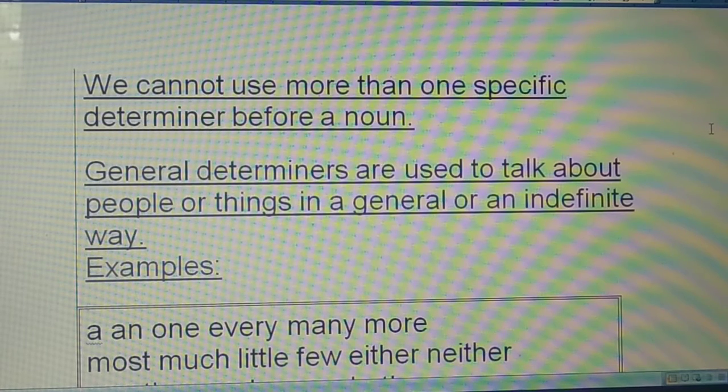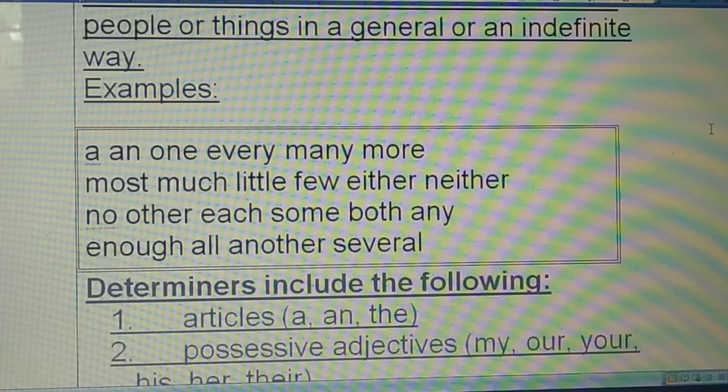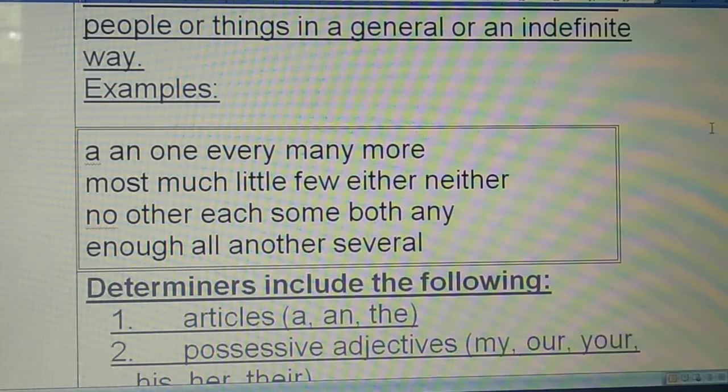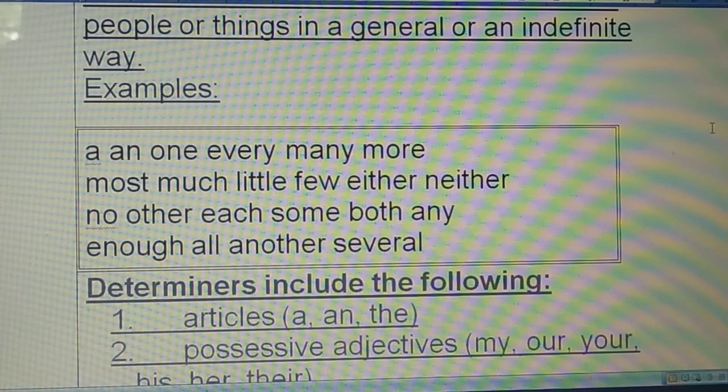General determiners are used to talk about people or things in general or an indefinite way. Examples: a, an, one, every, many, more, most, much, little, no, other, each, some, both, any, enough, all, another, several.